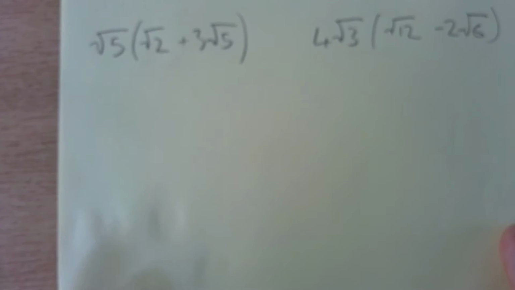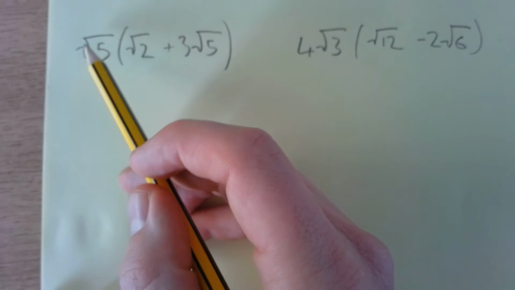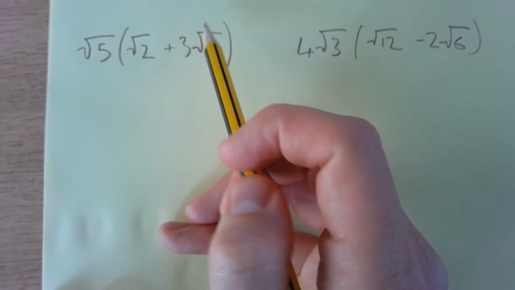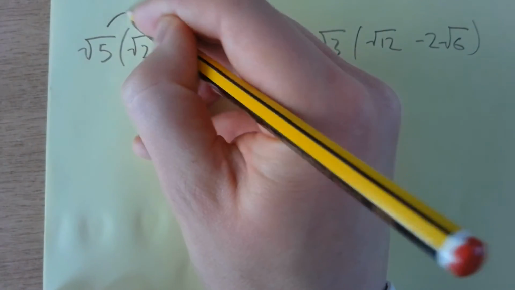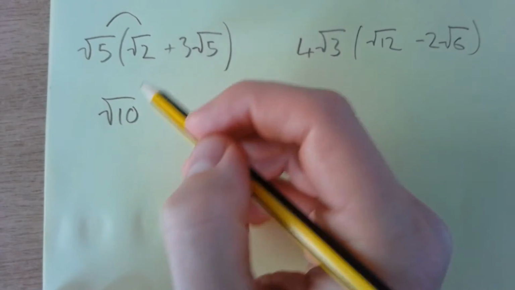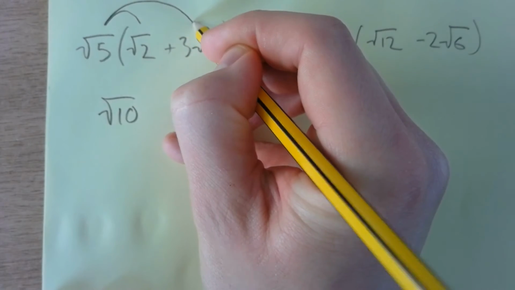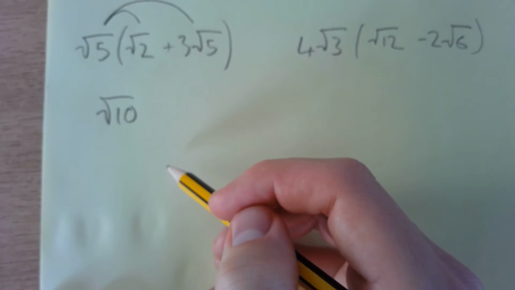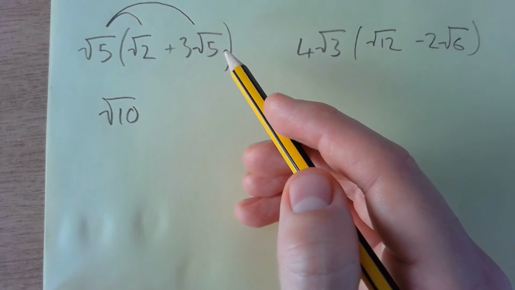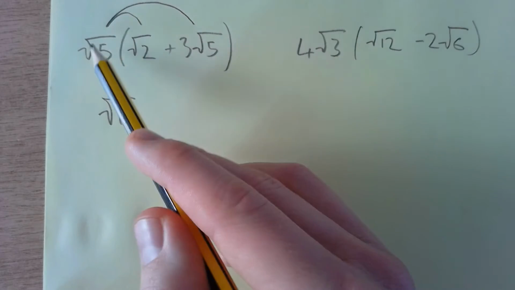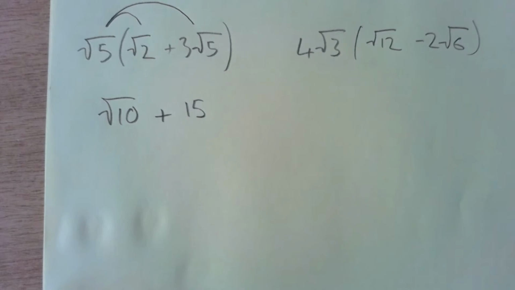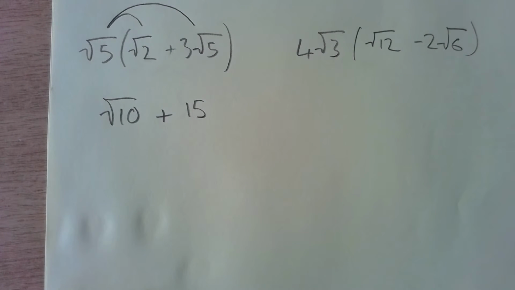Just like expanding any single bracket you've expanded before, I'm going to do the thing on the outside of my bracket times the first term, and then add on the thing on the outside of my bracket times the second term. So root 5 times root 2, we know, is root 10. And I've got root 5 times 3 root 5. Well, I know that root 5 times root 5 is root 25, which is just 5. So root 5 times root 5 is 5, times 3 is 15. So it's just root 10 plus 15.